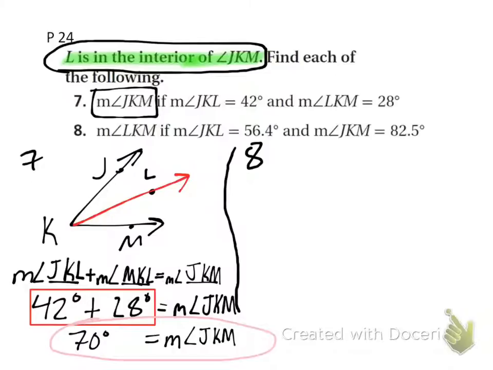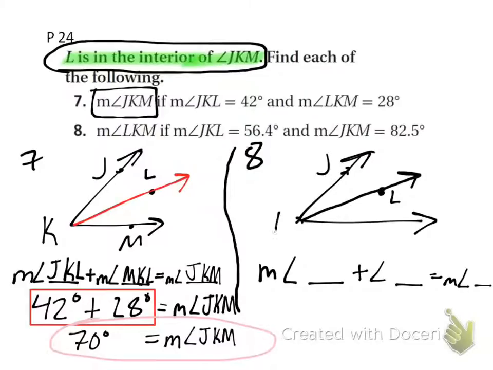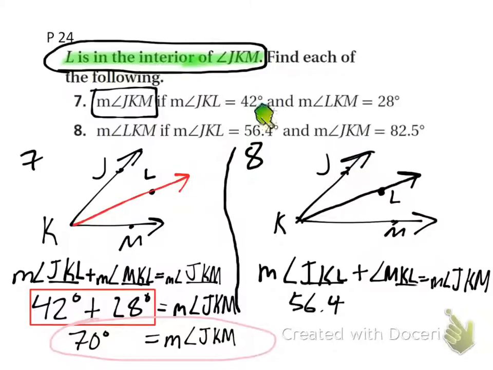Okay, let's go on to number 8. Again, we're setting up a diagram, and we are putting in the angles here, that this angle plus this angle equals the total angle. Okay, and we're going to start substituting in whatever we can into here. So we have 56.4 degrees, and that's up here. So this is number 8. Then you see the measure of angle JKL goes in for that.